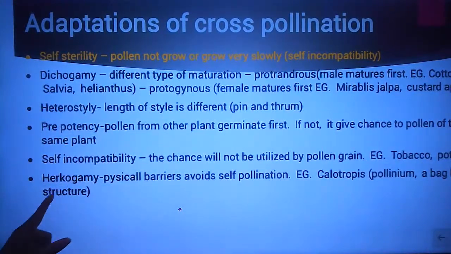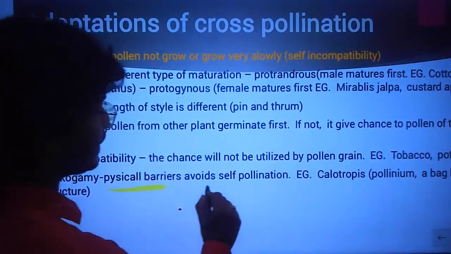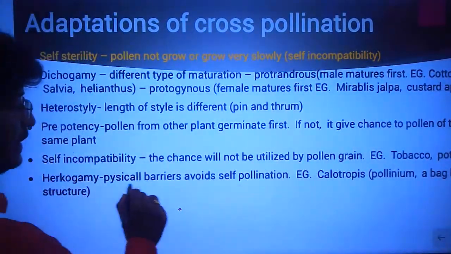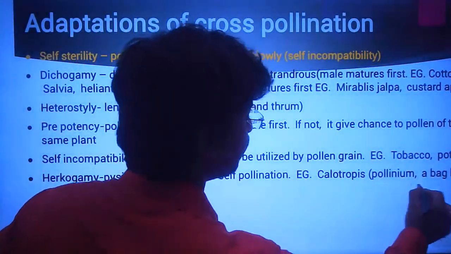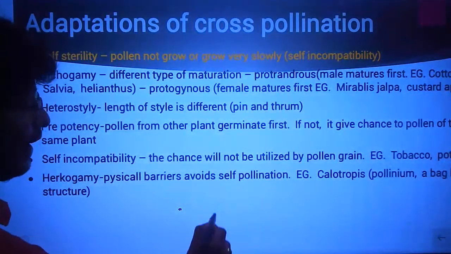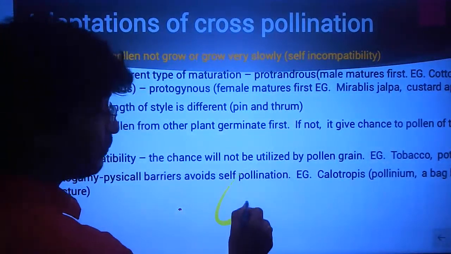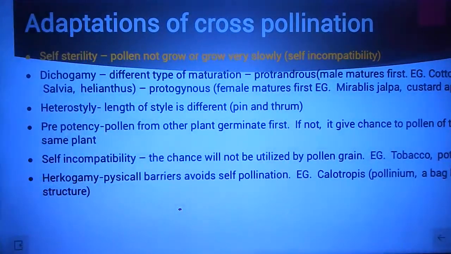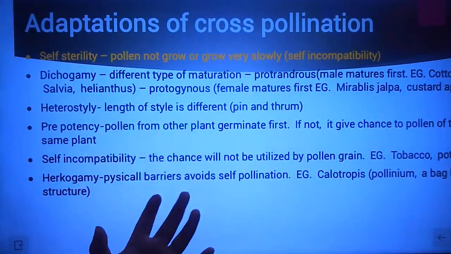Ergogamy. What happens in ergogamy? Physical barriers avoid self-pollination. Physical barriers, for example, you take Calotropis, where you could see the bag-like structure. The bag-like structure will be very bulky, and all the pollen grains will be in a bag-like structure.